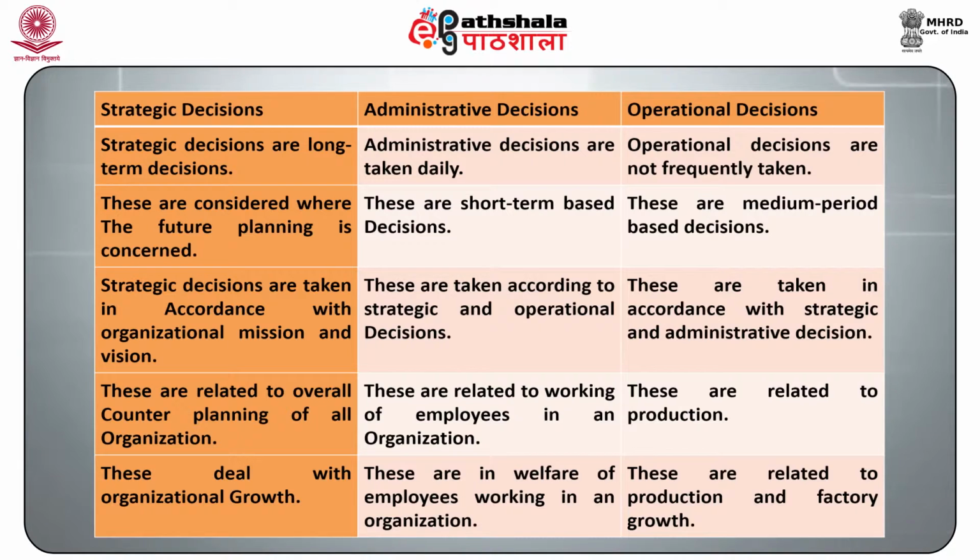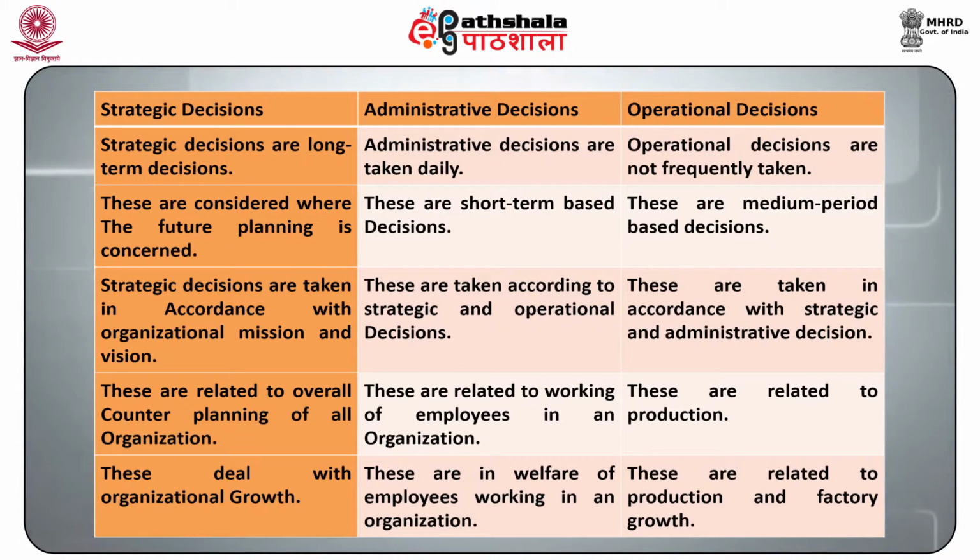Strategic decisions are taken in accordance with organizational mission and vision. Administrative decisions are taken according to strategic and operational decisions. On the other hand, operational decisions are taken in accordance with strategic and administrative decisions. Strategic decisions are related to overall counter planning of all organization. Administrative decisions are related to working of employees in an organization. On the other hand, operational decisions are related to production.